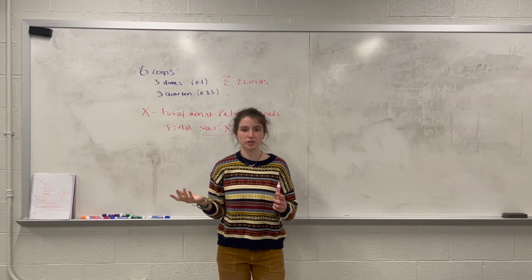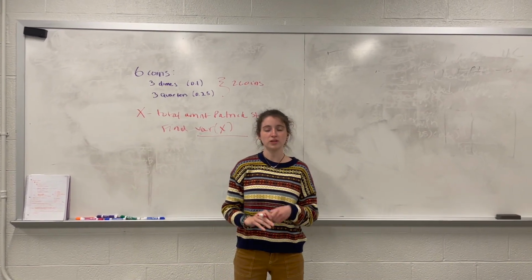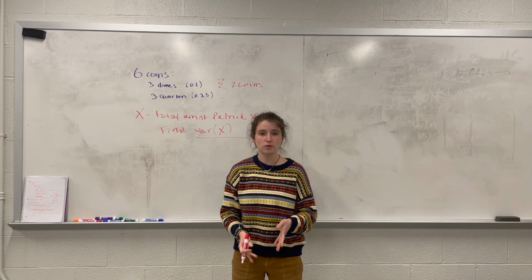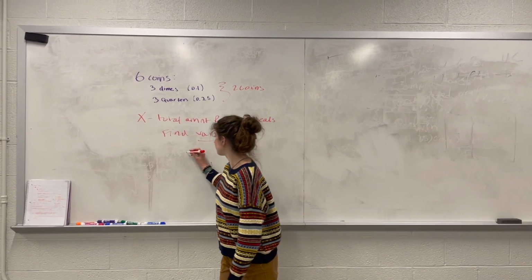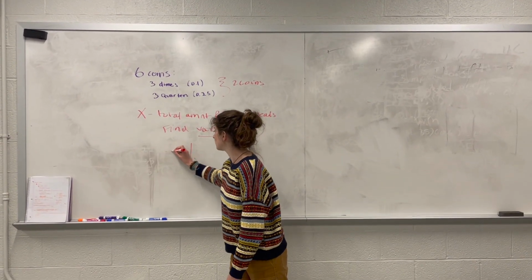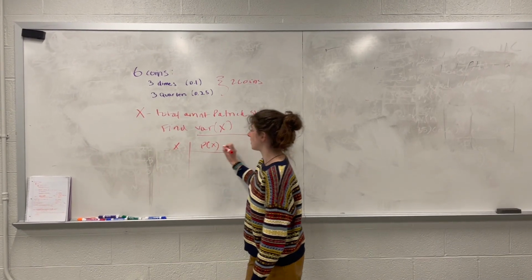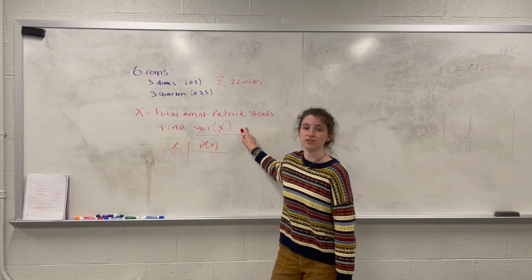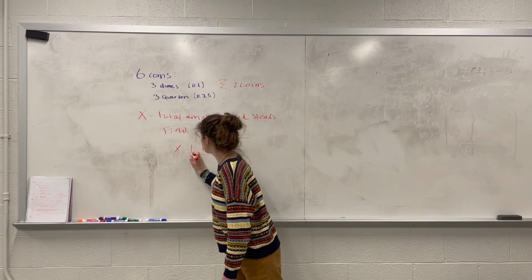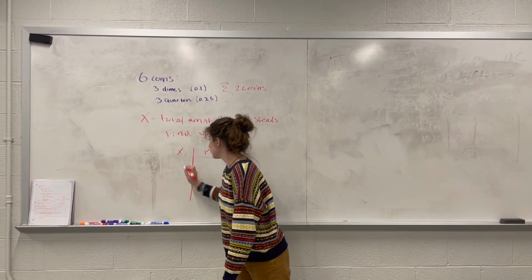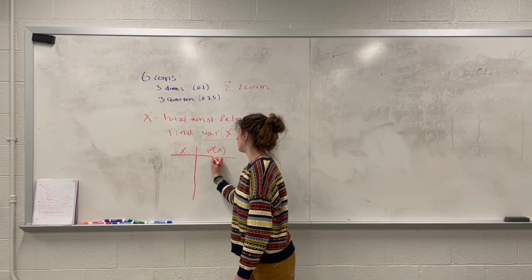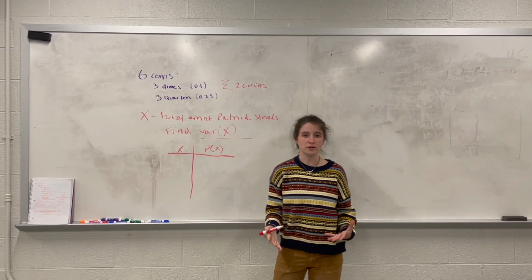If you remember from previous problems, a lot of the time we can set up a table for a random variable that defines all of our possible values and the probability of each value occurring. This makes it a lot easier to do calculations like this later on. So if our random variable x is a total amount, what are all our possible values?